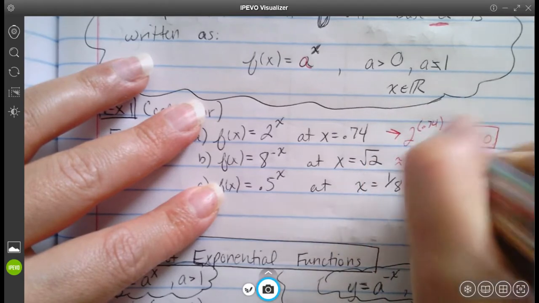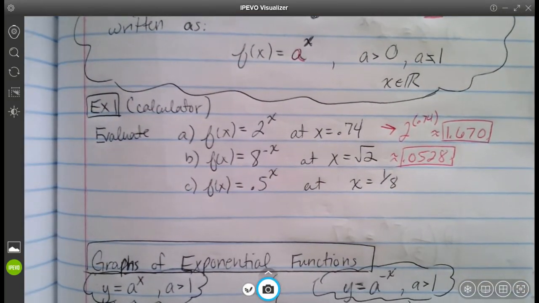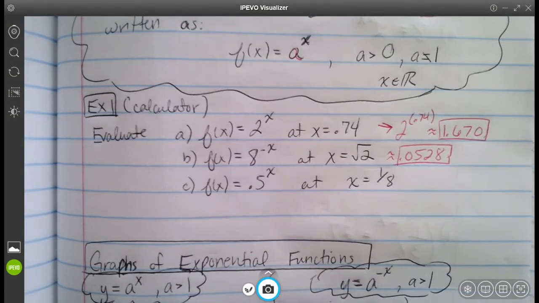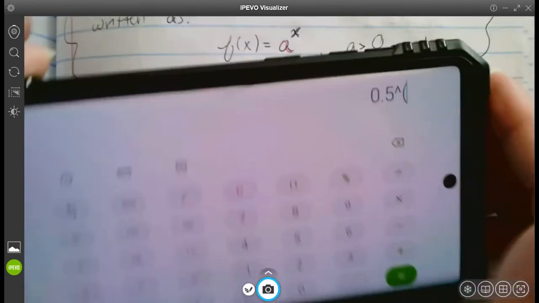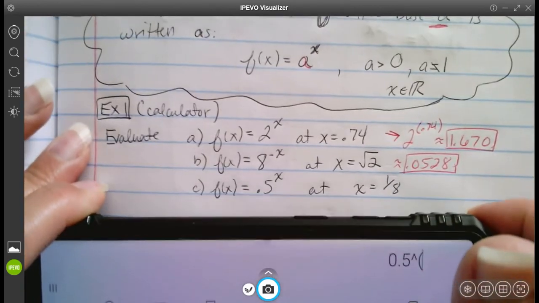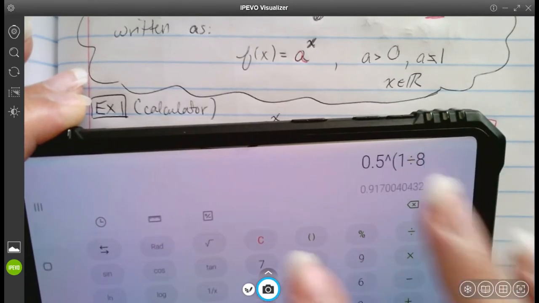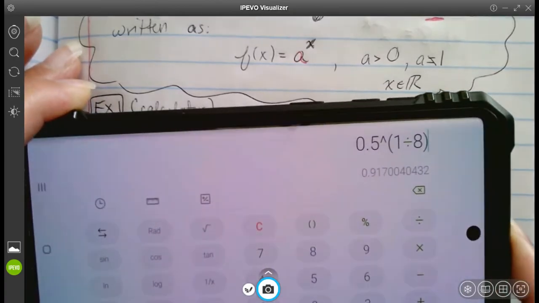You kind of get the idea. These are not that hard. They're just showing you in case you don't know. If you have a better calculator than the one on your phone, you can use that as well. Just make sure you keep track of your parentheses. Here's the last one, 0.5 to the power of 1/8. Why not throw a fraction in there? So 1 divided by 8, then close the parentheses, and there it is: 0.917.